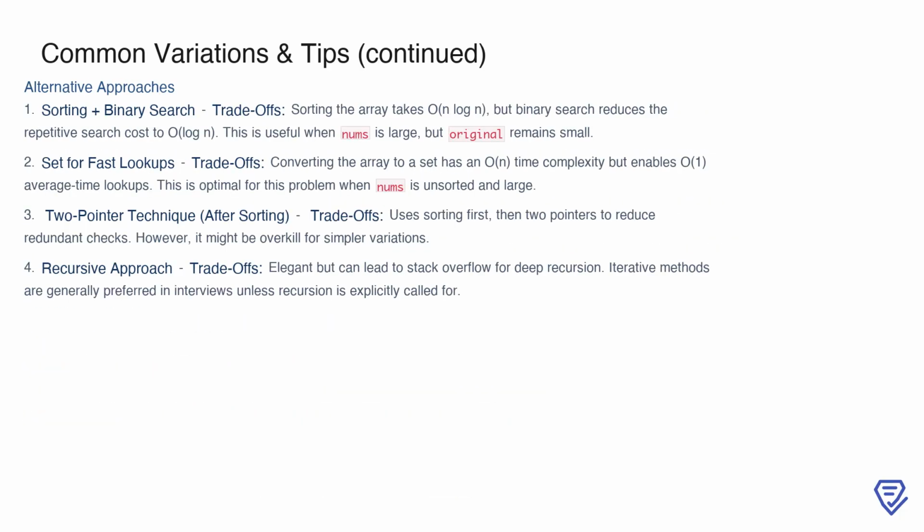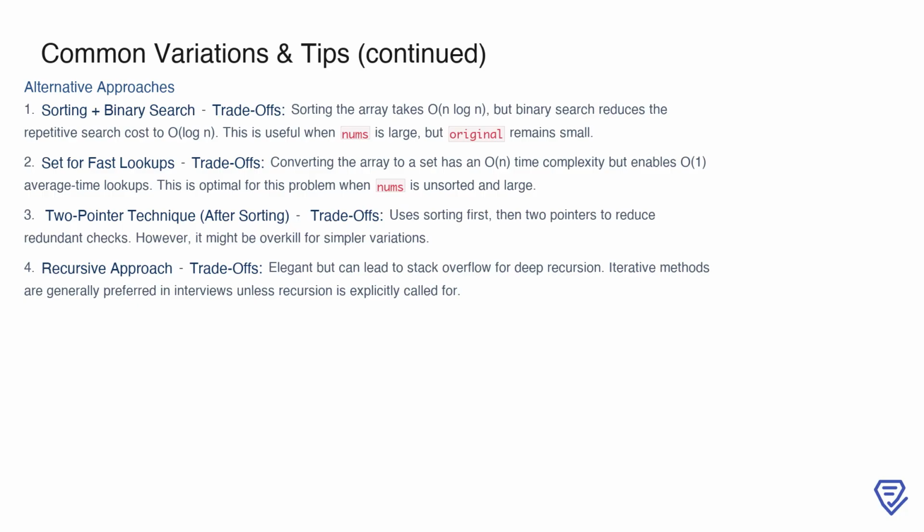Now let's consider some alternative approaches to solving this problem. A sorting and binary search combination is one option. While sorting the array has a time complexity of O(n log n), it allows you to use binary search for O(log n) lookups, reducing the repetitive search costs. This trade-off works well when nums is large but original remains small.